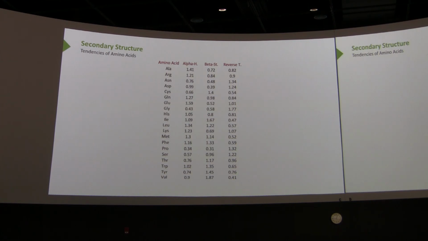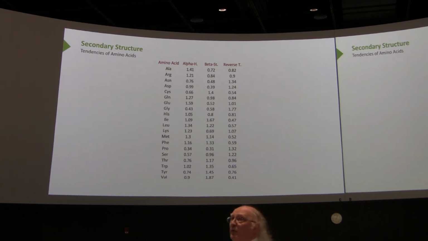The plot you see on the screen, however, is not hydropathy. The plot you see on the screen is a measure of the tendency of any amino acid to be in any of those structures: an alpha helix, a beta strand, or a reverse turn. The larger the number, the greater the tendency. Now, you'll notice that no amino acid has a 0 for any of those, meaning we find every amino acid in every one of those structures. Some are more likely to be found in one than the other.